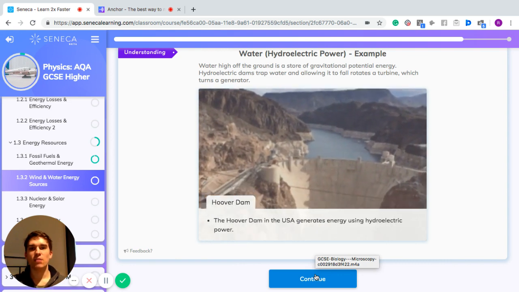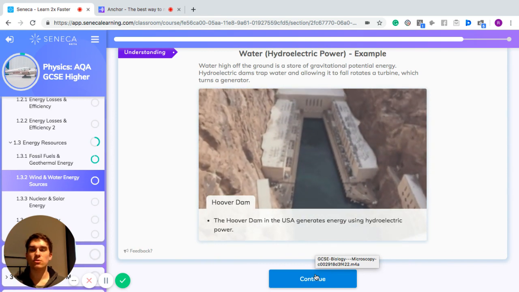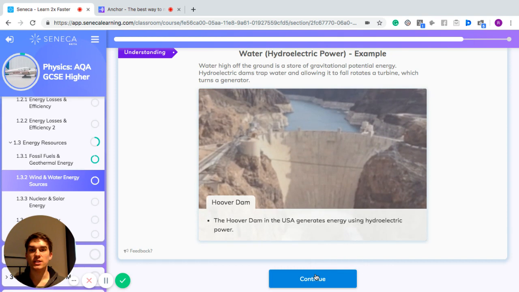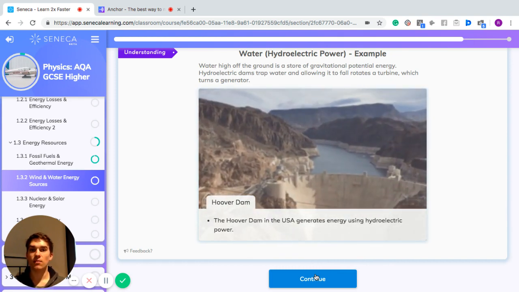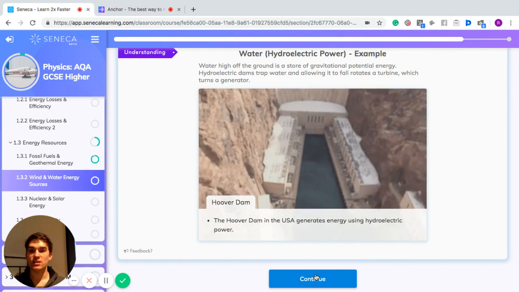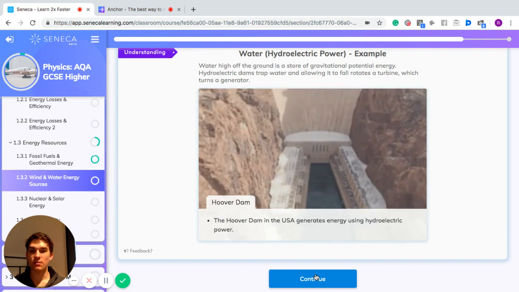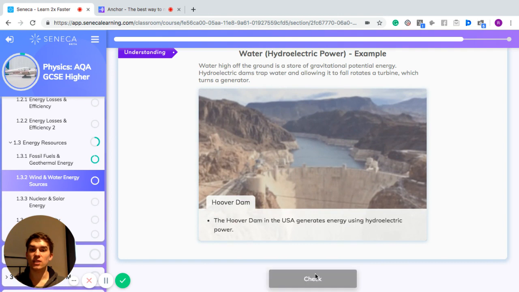So to look at an example of hydroelectric power, remember that water high off the ground can store gravitational potential energy, and hydroelectric dams trap water and allow it, as it falls, to rotate turbines, which then turn generators. So an example of where this might be is somewhere called the Hoover Dam in the USA, and that generates energy using hydroelectric power.